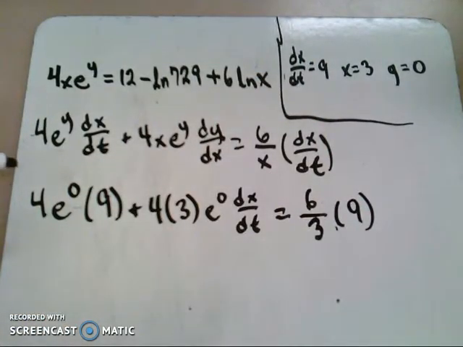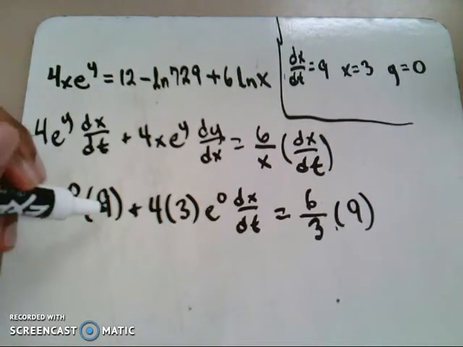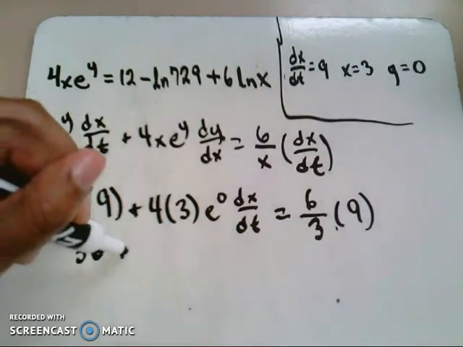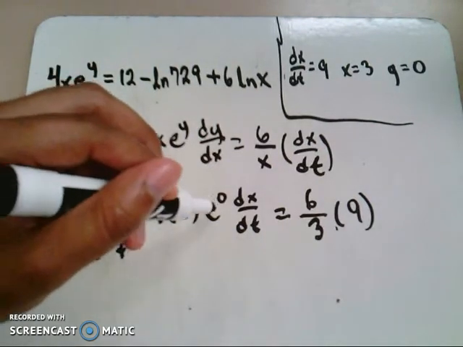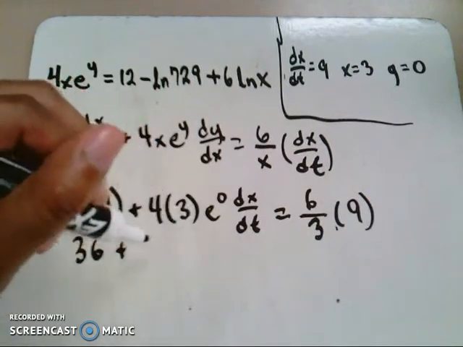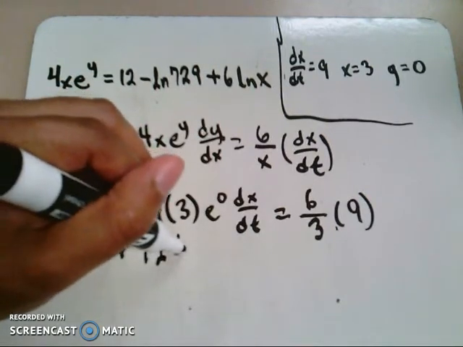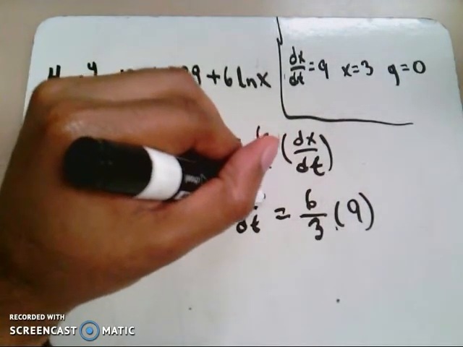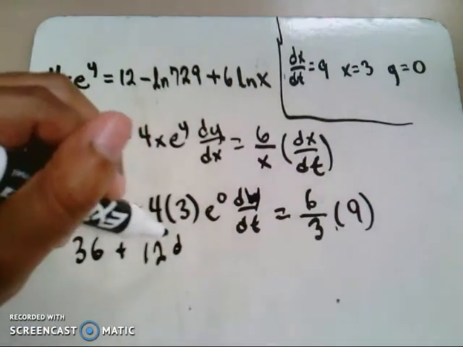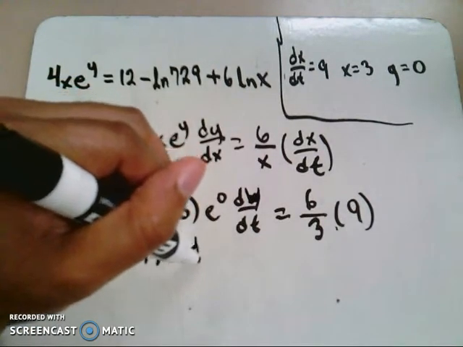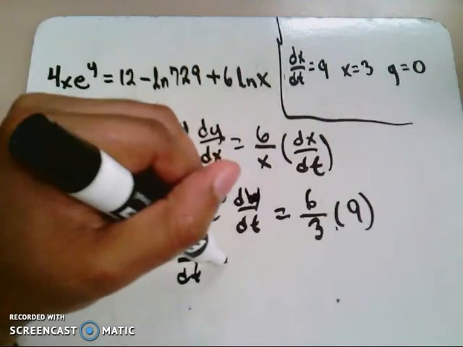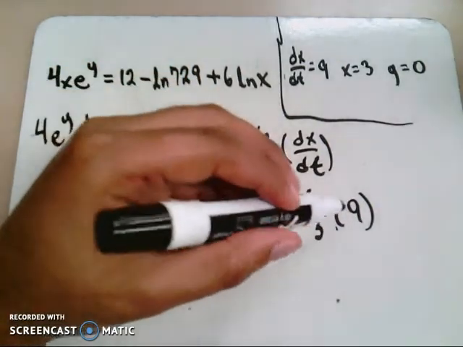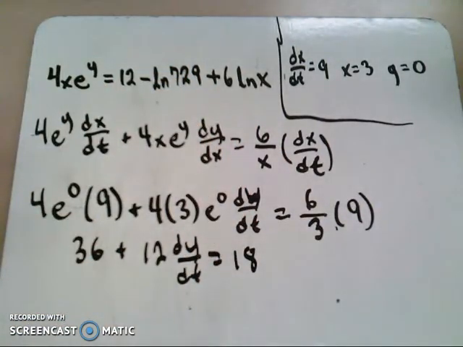So now we simplify 4 times e to the 0 power. e to the 0 power is just 1. So 4 times 1 is 4, times 9 is 36, plus 4 times 3 is 12, times e to the 0 is still just going to be 12 dy/dt here, equals 6 over 3 is 2, times 9 will be 18.